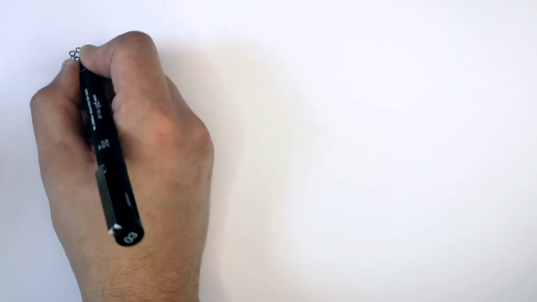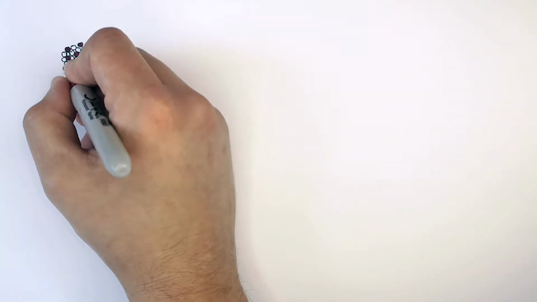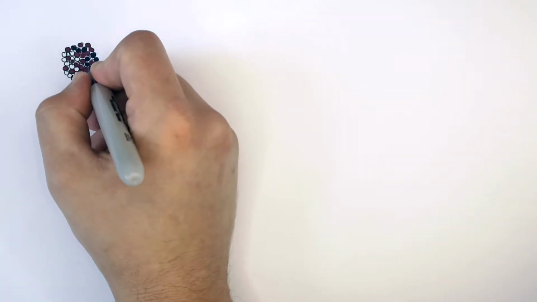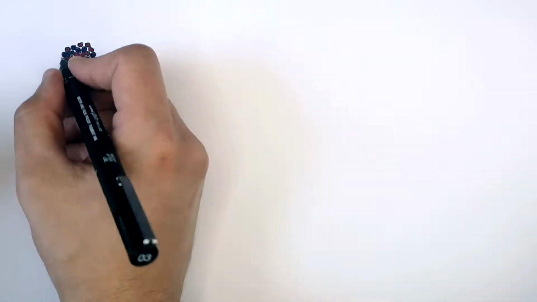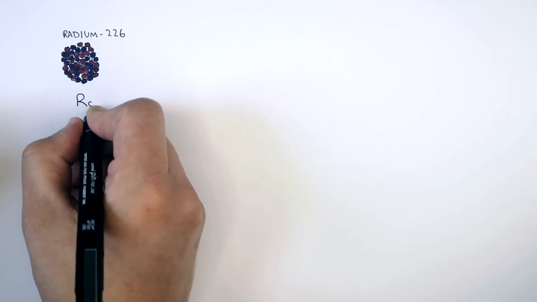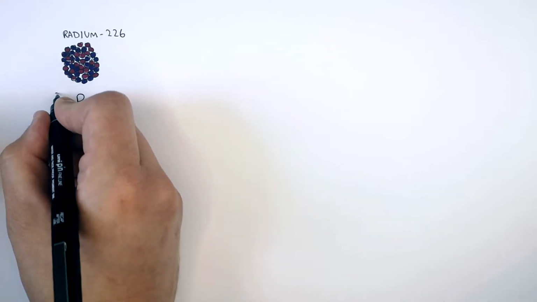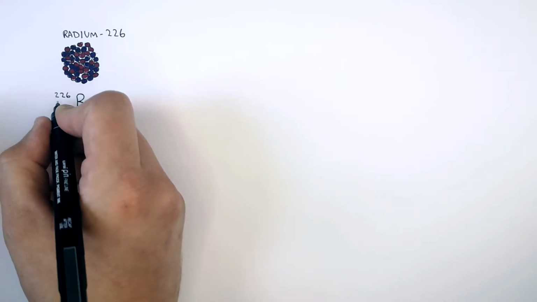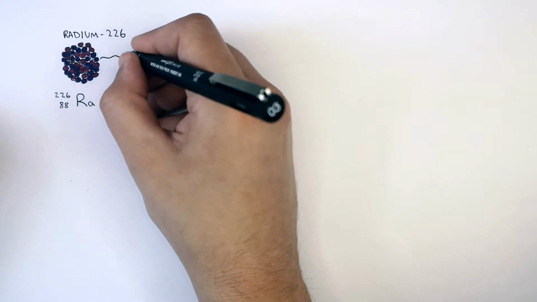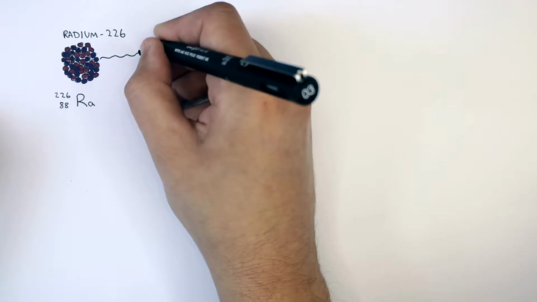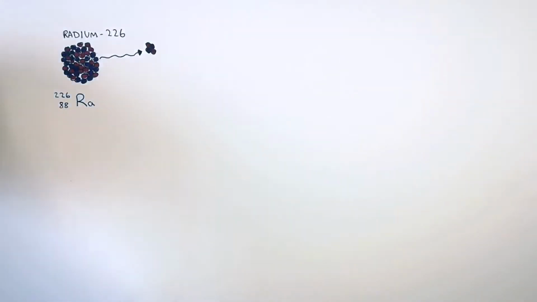The nucleus that I'm drawing here is the nucleus of a radium-226 isotope, a very radioactive, very unstable nucleus. So radium-226 has a relative atomic mass of 226 and it's got an atomic number of 88. We're going to look at what happens to the radium-226 nucleus after it has emitted an alpha particle.